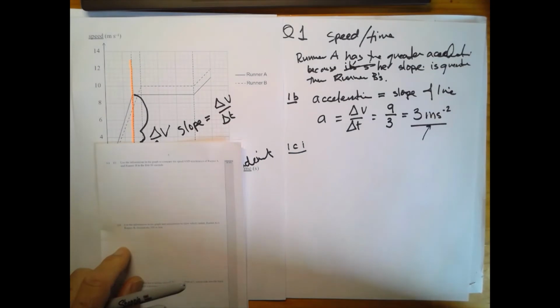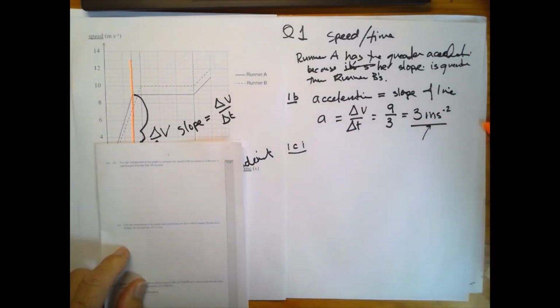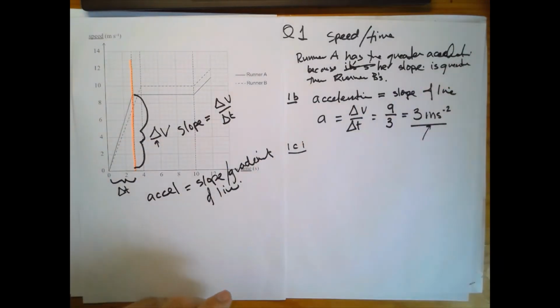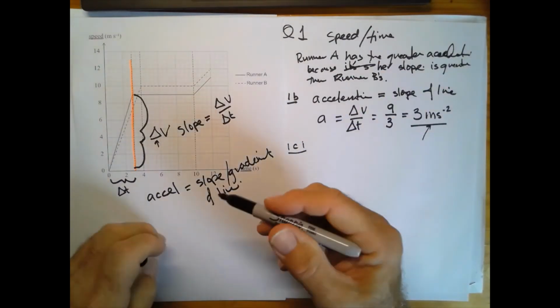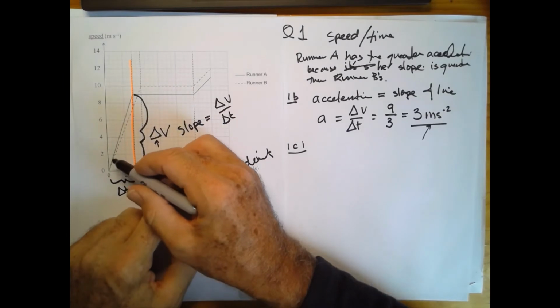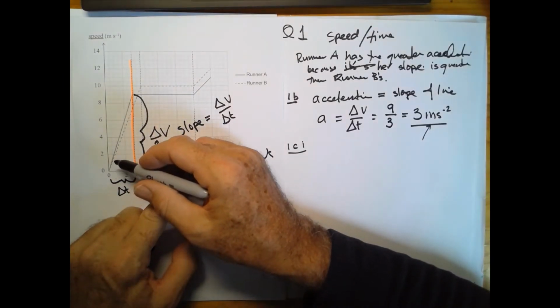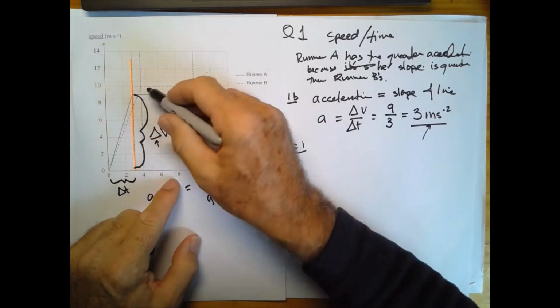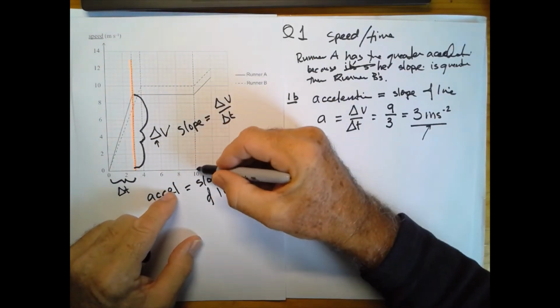C part 1. Use the information in the graph to compare the speed and acceleration of runner A and runner B in the first 10 seconds. So we need to compare the speed and acceleration of runner A with runner B in the first 10 seconds. So we're only going up to here.